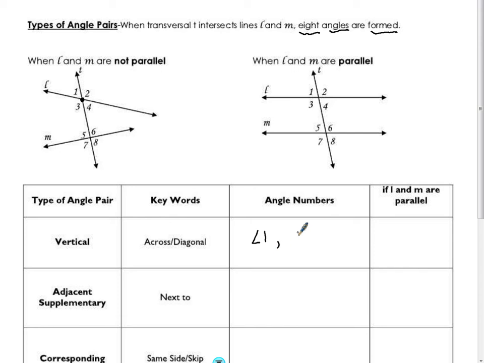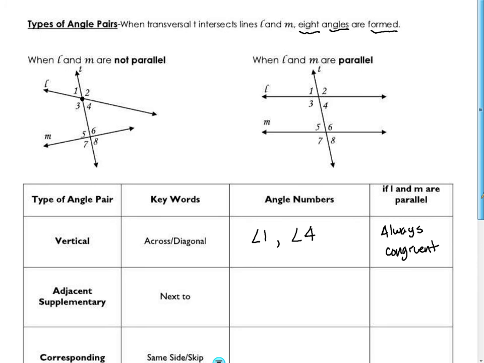And if we know that those angles are vertical, then they have to be congruent. If L and M are parallel, that's irrelevant because vertical angles are always congruent. Always congruent. They do not need lines to be parallel for that angle relationship to be congruent.